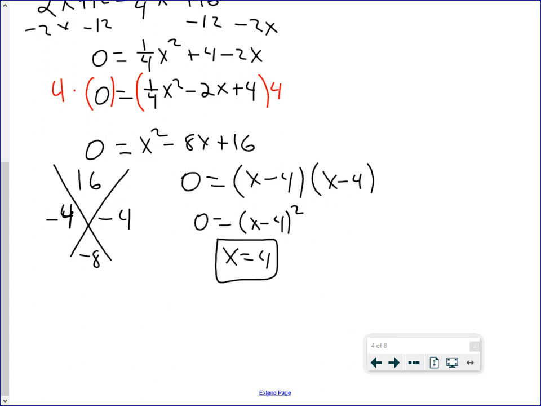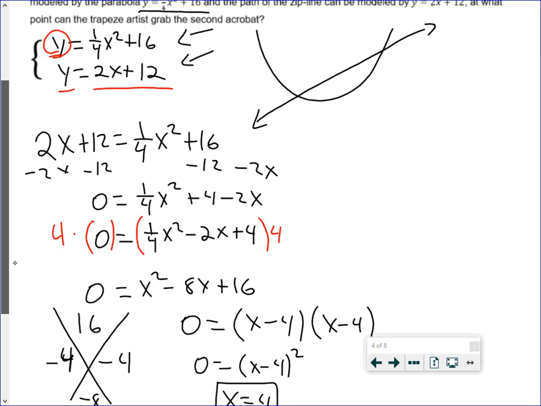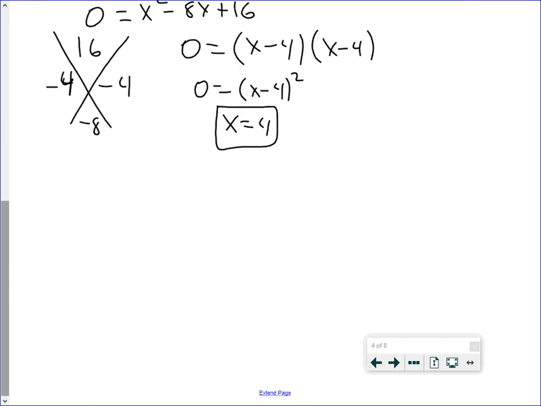Remember, I need to find a point. So I'll take this x equals 4 value, and then I'm going to plug it into either one of these two equations. It doesn't matter which one you use, but chances are it's going to be easier to use a linear equation, so that's what we're going to use. y equals 2x plus 12. So for y equals 2x plus 12, I'm going to plug in my x value of 4 to get y equals 2 times 4 plus 12.